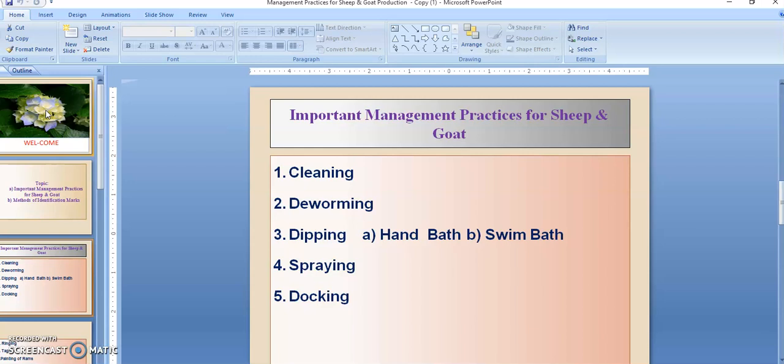So, what are the important management practices? These are the day-to-day routine practices which are followed on these animals. This is one of the important points for the rearing of these animals. The first important daily management practice is cleaning. Cleaning and sanitization are among the most important keys for good health.